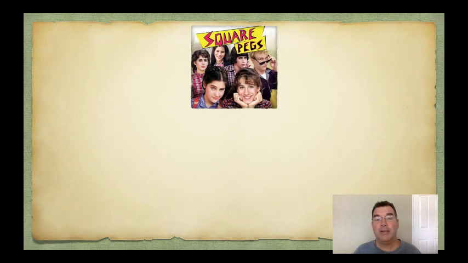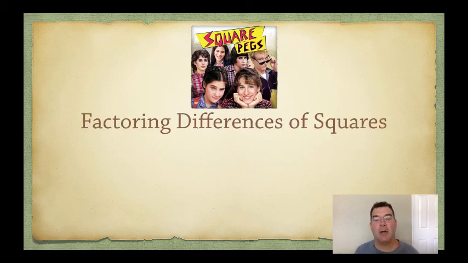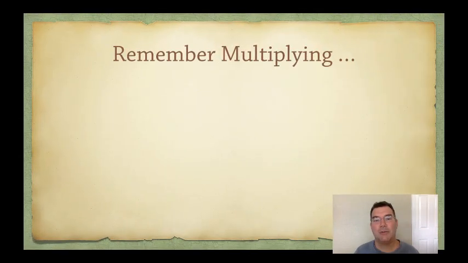Hello again. We are continuing our discussion of factoring polynomials, and I want to talk about a very specific case today, and that is differences of squares. We're going to talk about what that looks like and how to factor those.